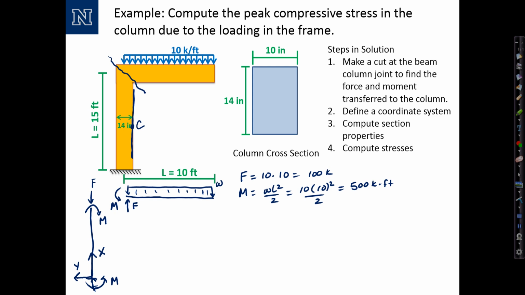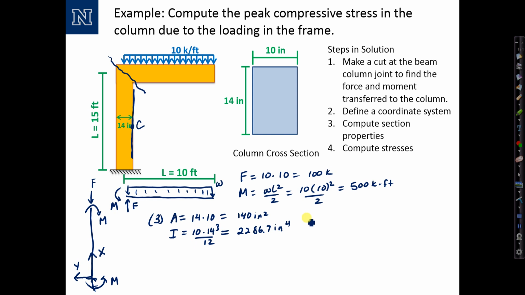The third step, compute the section properties. Section properties that I need are the area equal to 14 times 10, or 140 inches squared, and the moment of inertia I equal to 10 times 14 cubed over 12. 14 is the dimension in the y direction, so that's the one I want to cube since we're bending about z. And that result is 2286.7 inches to the fourth.